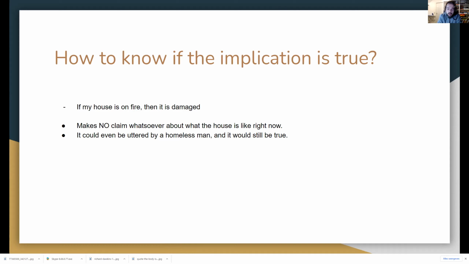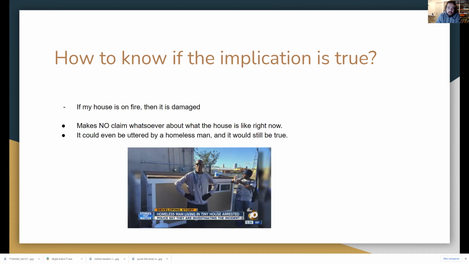It only states that if the antecedent is true, then the consequent must be true as well. You could even say that if this sentence was uttered by a homeless man, it would still be true. If you can come up with a counterexample in which the antecedent is true but the consequent is false, then you have demonstrated that the implication as a whole is false.